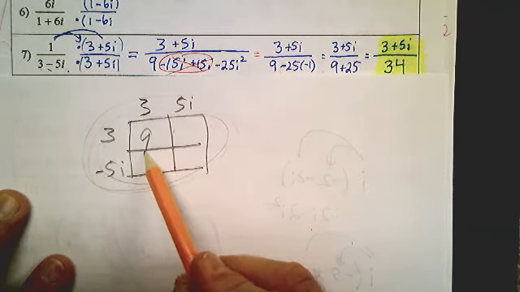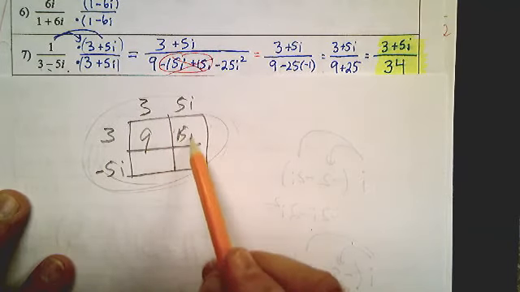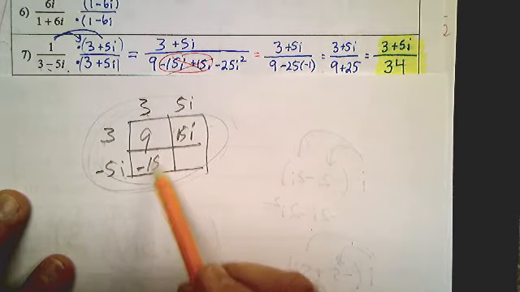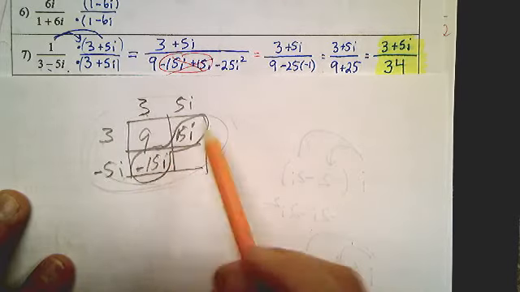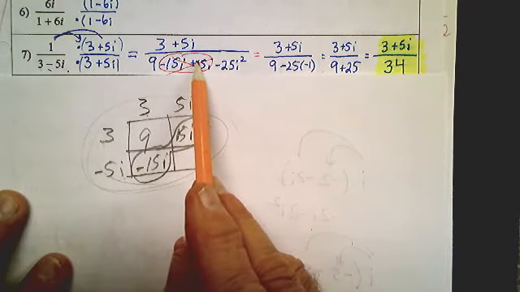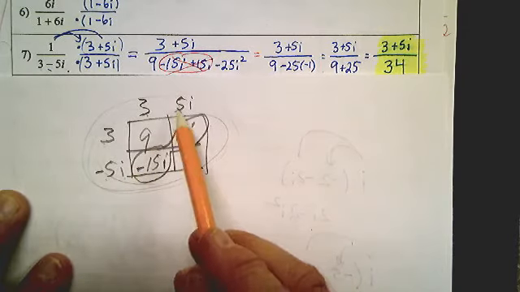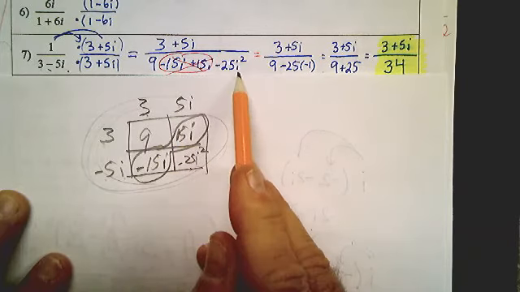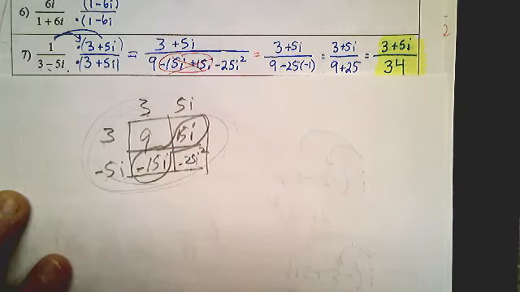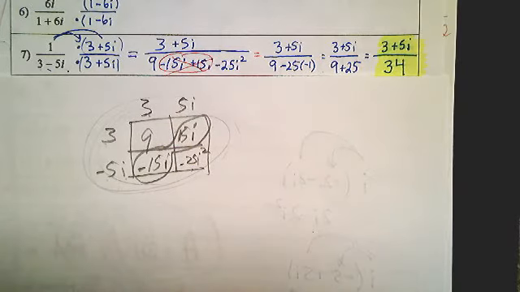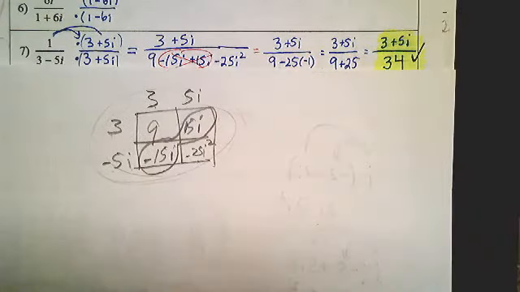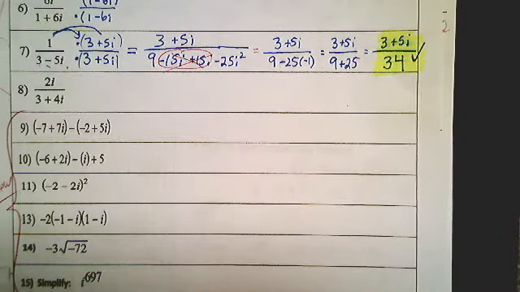3 times 3 is 9. 3 times 5 is 15i. Negative 5 times 3 is negative 15i. Here's where these two cancel out. That's the same thing with this little red circle. And negative 5 times 5 is negative 25i squared. That's that guy right there. So these inside-outside terms will always cancel. Okay? So, good question, by the way. Feel free to do that or use that little formula that you just mentioned.